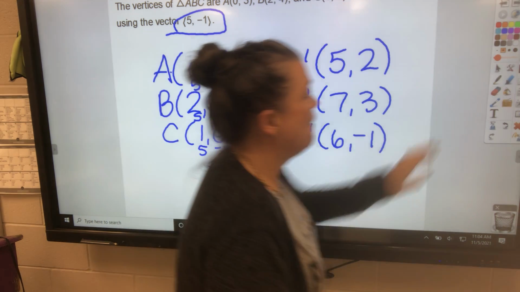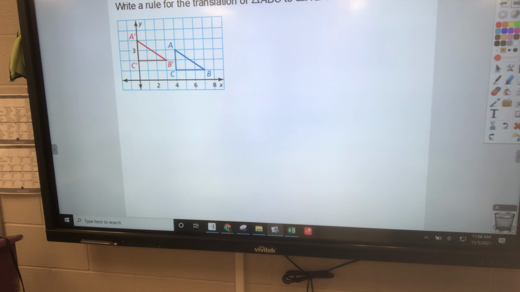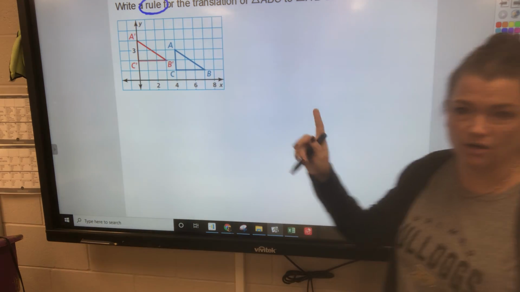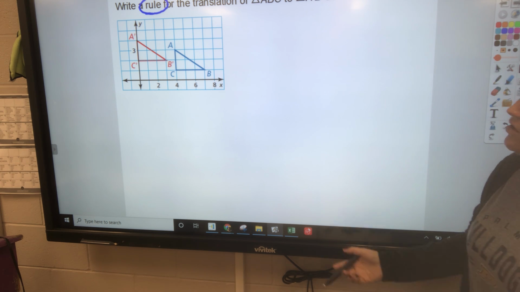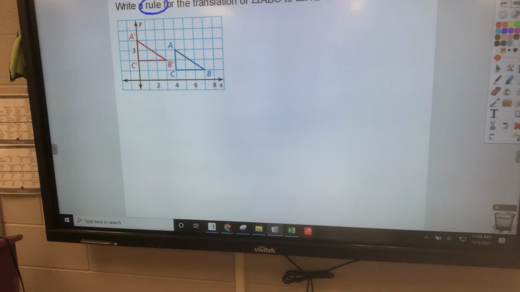Okay, now, I did not graph these. Your expectation on your homework is to graph it. It's in your book in a minute. Okay, write a rule. So they want you to look at what's going on in the figure and write the rule for it. Remember, a rule is different from the vector in how you write it. But we still need to come up with what the components are, like what is moving. So it's going from A, B, C, the blue, to A prime, B prime, C prime in the red. So you can pick any point, A, B, or C, but see where it ends up.